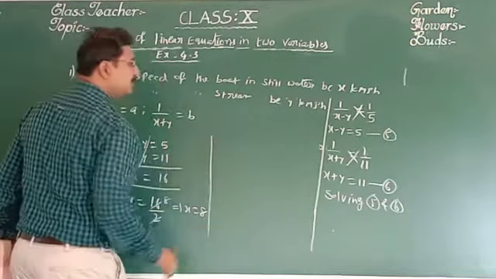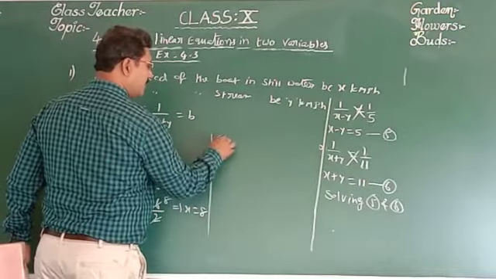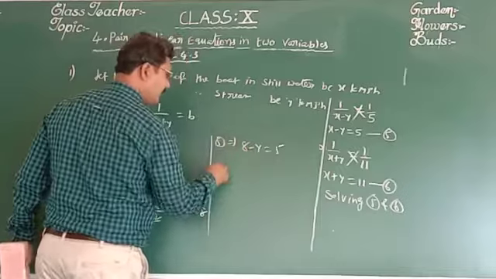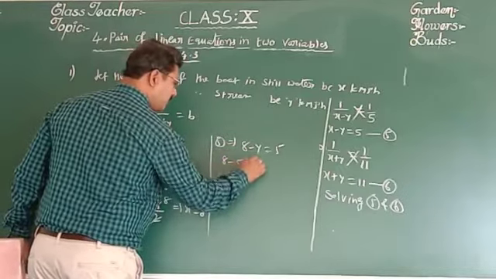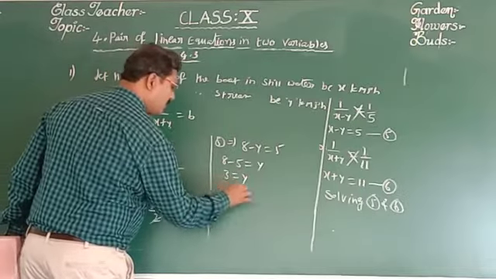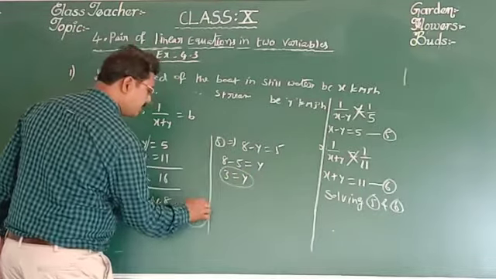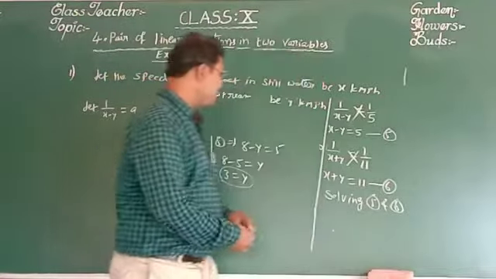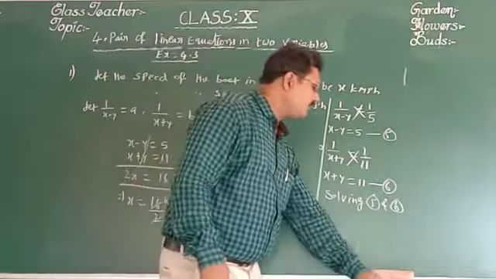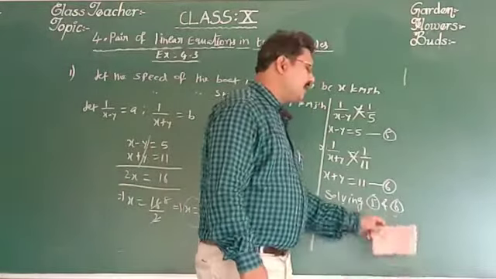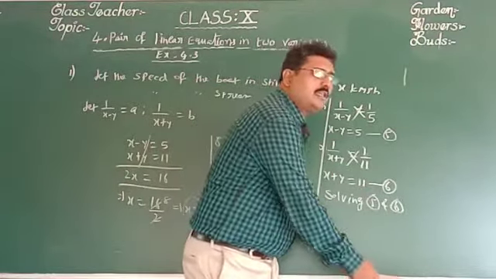Now in equation 5, x means 8, so 8 minus y is equal to 5. 8 minus 5 is equal to y. 3 is equal to y. Therefore, y is equal to 3, x is equal to 8. So, after getting that x and y, x is equal to 8, y is equal to 3.